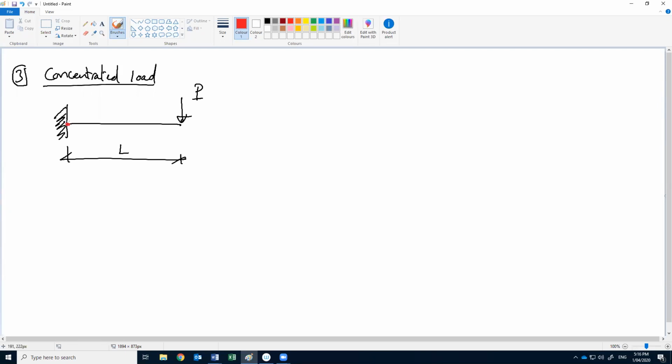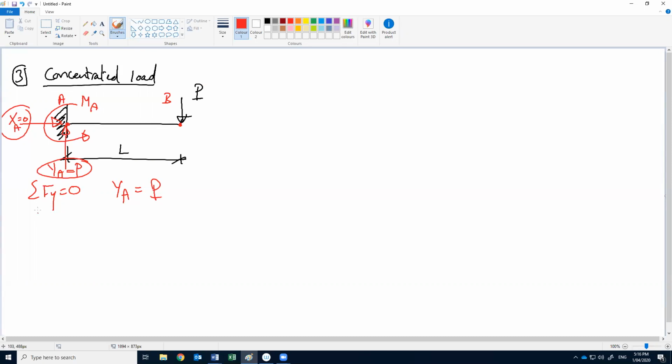First of all, if this is point A and this is B, how many reactions do we have here? Three: XA, YA, and MA, right? XA should be 0 because there are no horizontal forces. For YA, if we take the summation of Y equation, we have only one force. So YA will be equal to B.